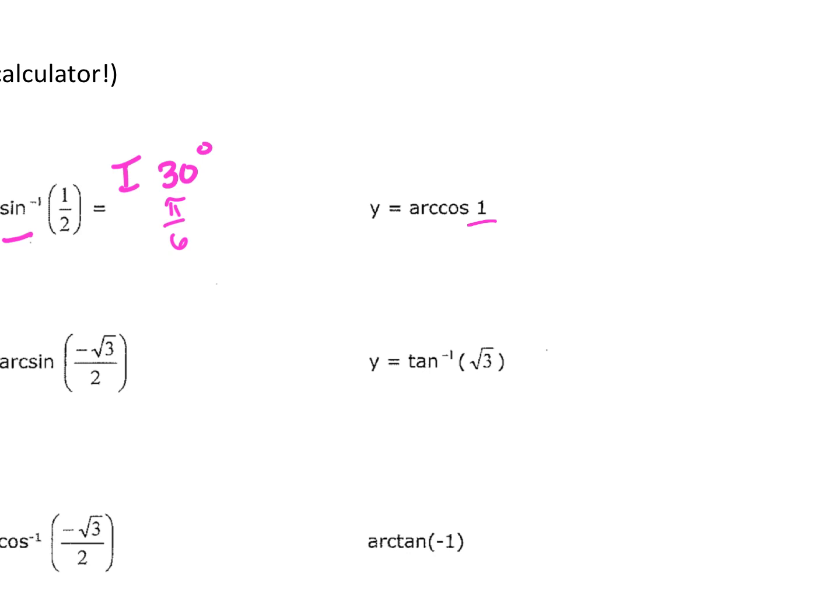So arc cosine of 1. So we're looking in quadrant 1 for where the cosine value, in other words, the x, is equal to 1. Where is that? Yeah, there you go. We're at 0 degrees or 0 pi.